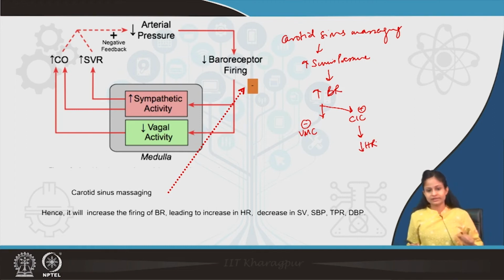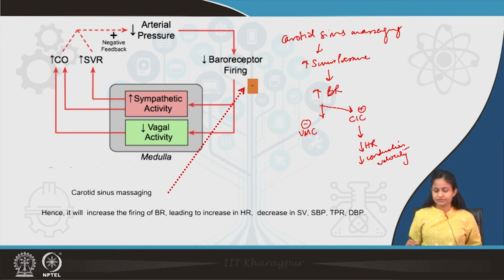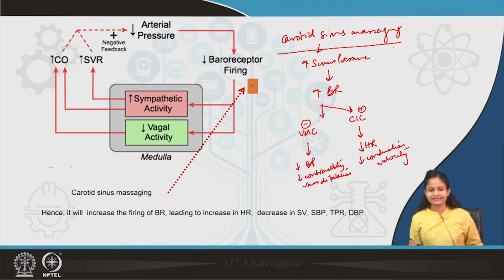I am doing more inhibition to the heart, and there is a decrease in the conduction velocity, which is mainly used in the treatment of paroxysmal SVTs. Usually we do carotid sinus massage and a decrease in the heart rate is seen as a response. Whenever there is inhibition of the vasomotor center, there will be decreased blood pressure, decreased contractility or vasoconstriction, or there will be vasodilatation. So, this is seen in carotid sinus massaging.